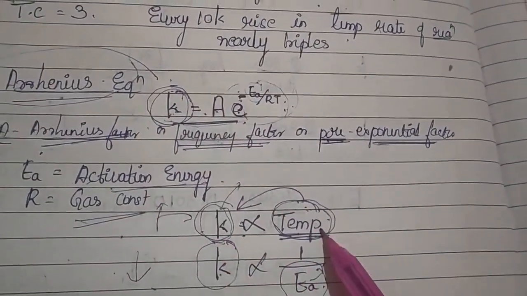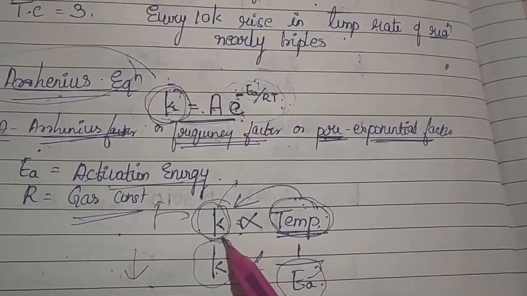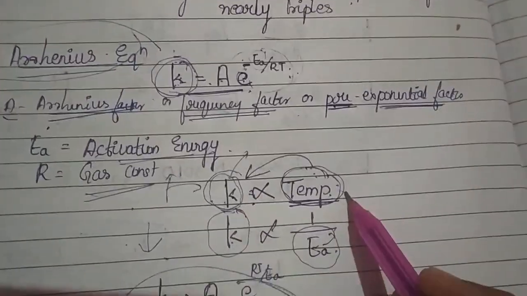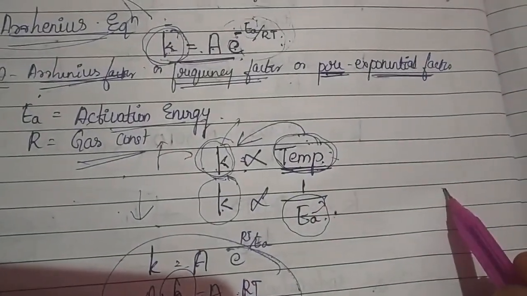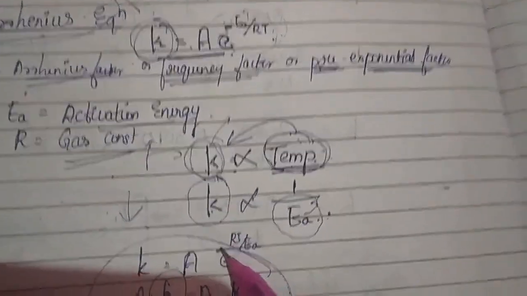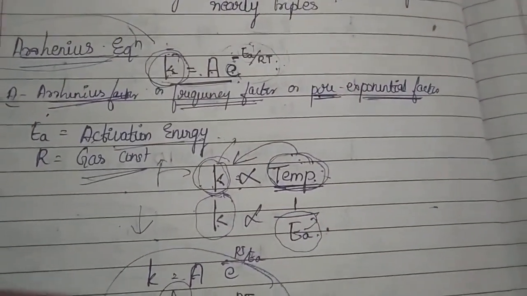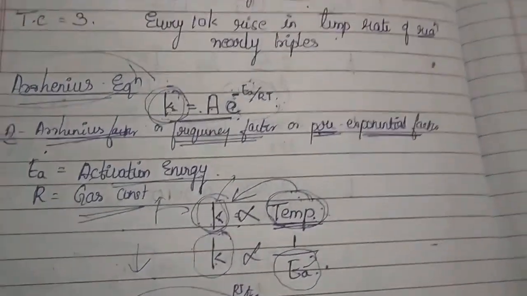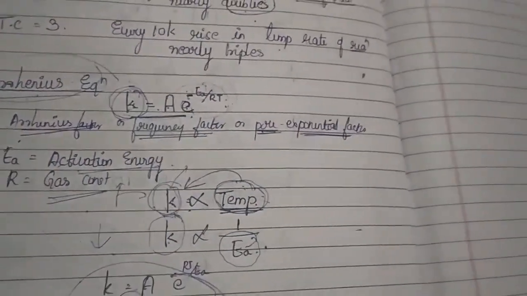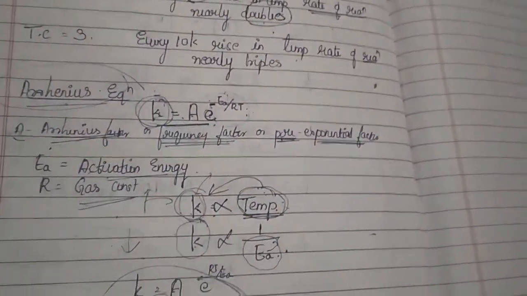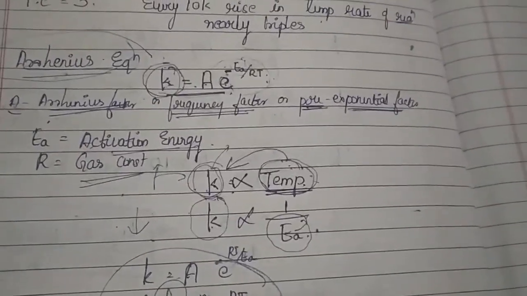As your temperature increases, your rate constant also increases, because they are directly related. But as your activation energy increases, what happens? The rate constant decreases. Why? Because it is inversely proportional. So this is the main theory. What does your temperature say? Temperature increases, rate of the reaction increases.